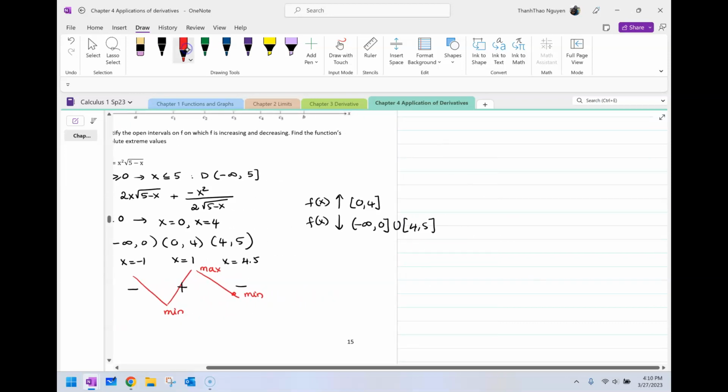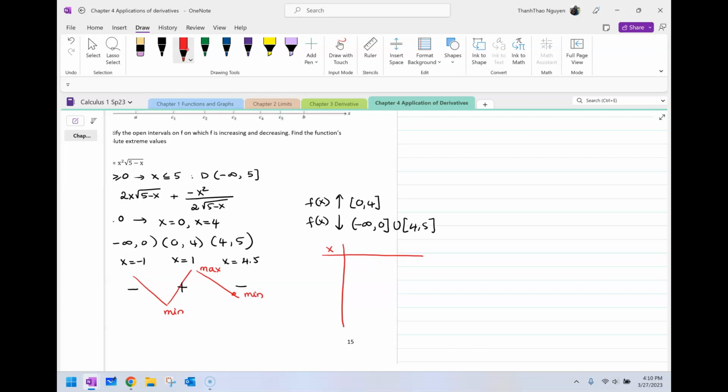So what is the value of f when x equals 0, when x equals 4, and when x equals 5? f(x) equals x squared times the square root of 5 minus x. So at 0, this is equal to 0. At 4, we have 4 squared times the square root of 5 minus 4, that is 16. And at 5, we have 5 squared times the square root of 0, so this is 0. Okay.